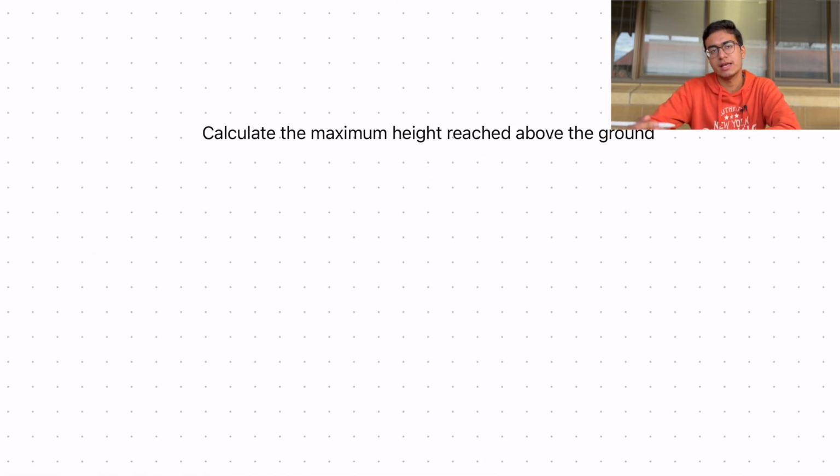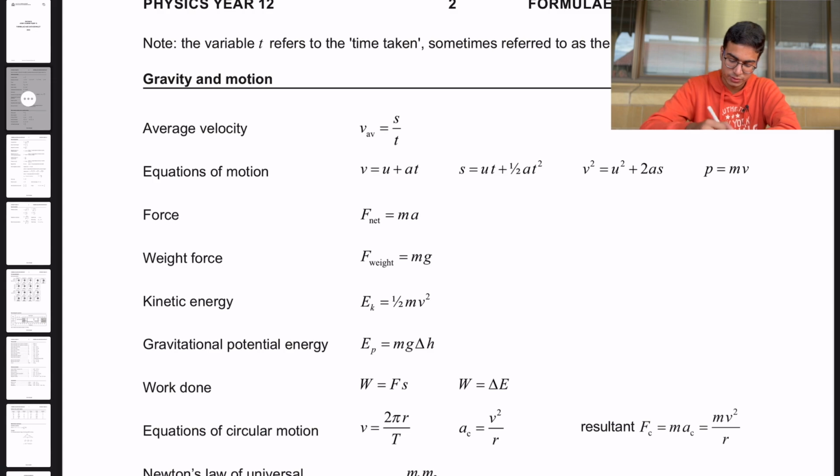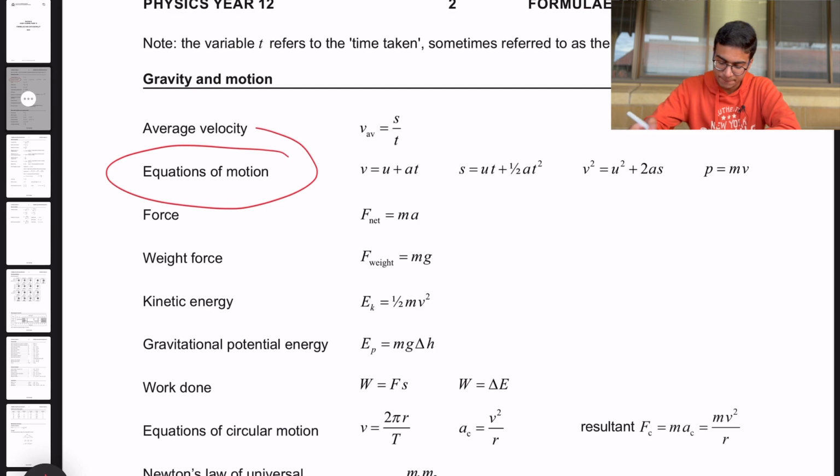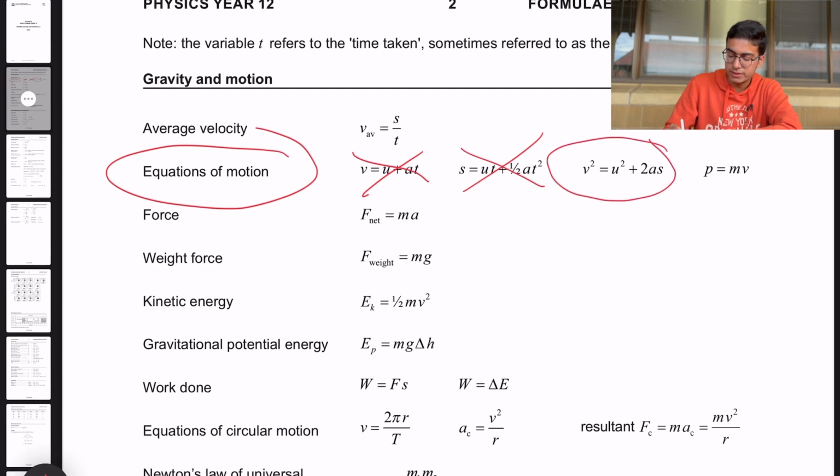So what we'll do is scan through our equation sheet and see if there's any equation that has displacement or height and also has velocity. So let's look here. This is the equations of motion. The first one is v equals u plus at. That doesn't have displacement, so we won't use that. The second one is s equals ut plus half at squared. Again, that is kind of useless because it doesn't have final velocity. And if we look at the next one, v squared equals u squared plus 2as.